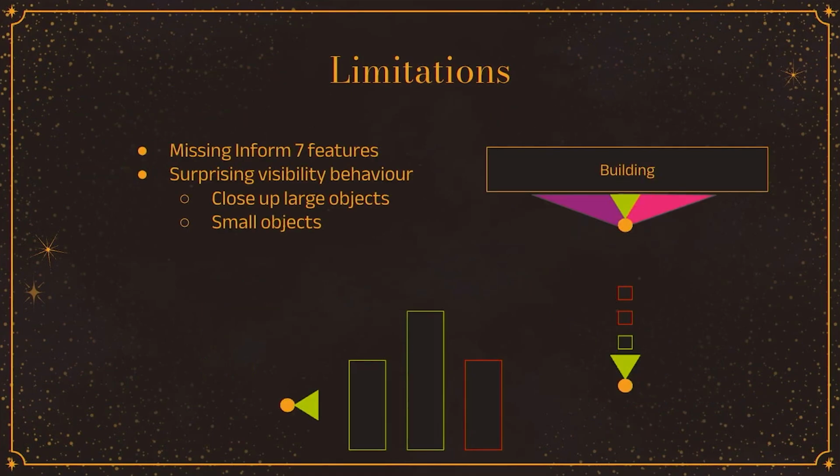A couple of issues that we have is some Inform 7 features are still not fully implemented. And there's also some surprising visibility behavior. For example, if you are really close up to a large object, it will be described as being to your right or your left. This is because the way that we decide which perspective an object is in is based on how much of its perimeter is in that perspective.